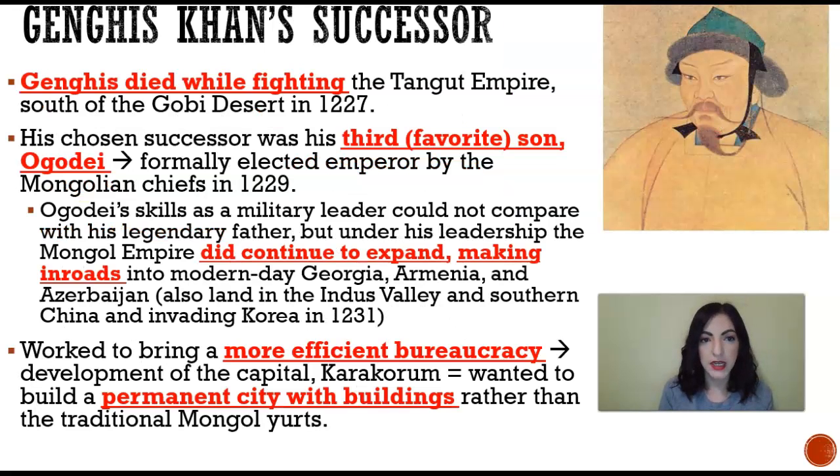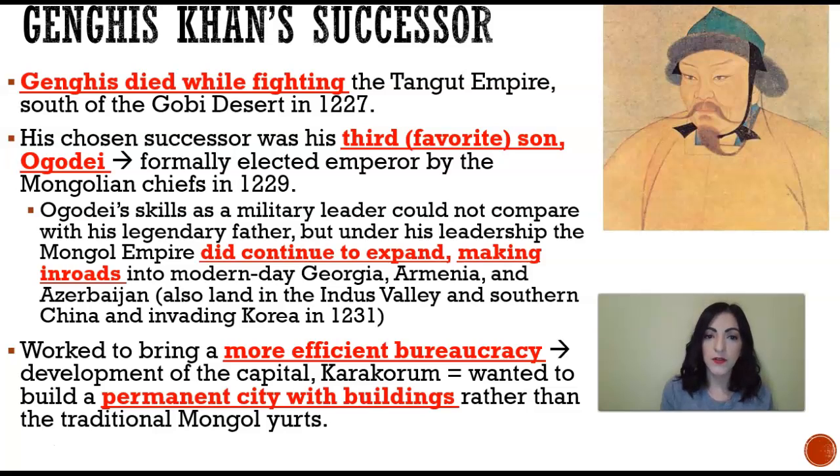When Genghis dies, he dies while fighting another group known as the Tanguts, south in the Gobi Desert. He did not choose his firstborn son to be next in line. He chose his third-born son, who happened to be his favorite. His name was Ogedei. Ogedei still had to go before the same council that Genghis Khan went before, the Kurultai, to be officially chosen as Khan of Khans. It was without hesitation, since he was directly chosen by Genghis. It's kind of a formality. So he's elected the new emperor of the Mongols.